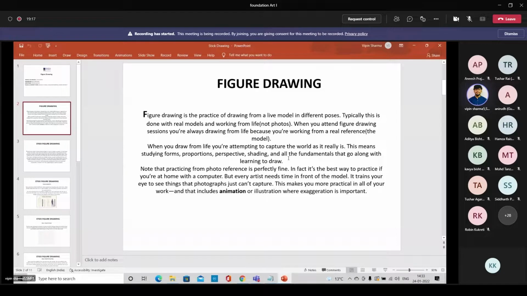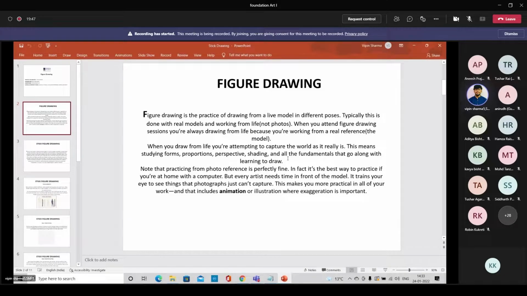Typically this is done with real models and working from life, not photos. So if you want to learn human figure drawing, first of all you should understand the three-dimensional poses, the three-dimensional body of the human figure. Suppose someone is sitting, someone sleeping, someone standing, someone talking to each other. What exactly are their poses? You should observe first. First of all, you need to improve your observation. After that, we will begin with the drawing.